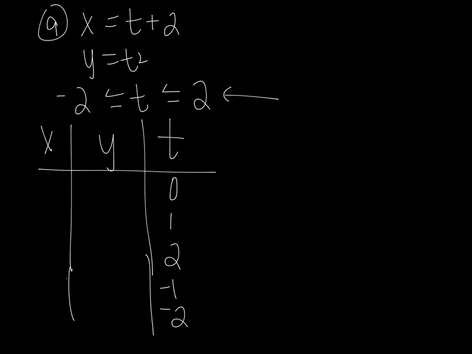When t is 0, x is 2, and y is 0. When t is 1, x is 3, and y is 1. When t is 2, x is 4, and y is 4. When t is -1, x is 1, and y is 1. And when t is -2, x is 0, and y is 4. Then you can, let me just get a graph up here, because if I drew it, it would be a mess.